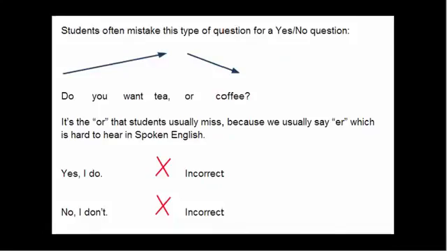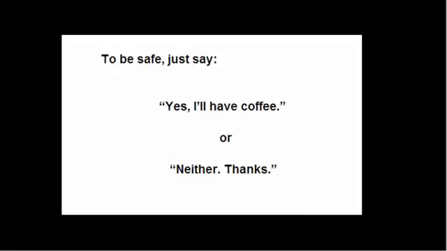And another example, do you want tea or coffee? Yes, I do. So if you say, yes, I do, it's going to sound terrible. So be careful. If somebody says, do you want tea or coffee? You can say, yeah, I do. I'll take the tea. This is the best choice. Be safe and just say, yes, I'll have coffee, or yes, I'll have tea, or neither, thanks, or no thanks. There's a lot of ways to answer those questions. And that is the end of my question presentation.